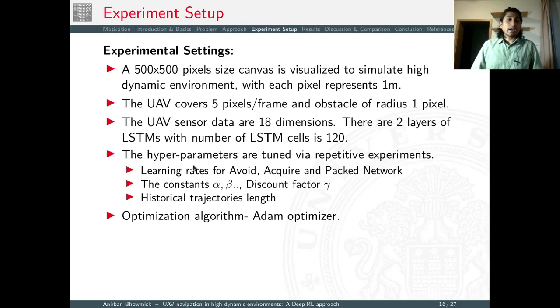We also tune the hyperparameters, since we are learning using a learning algorithm. The hyperparameters which are learned here are the learning rates for the 3 networks, the avoid, acquire, and the pack network. Then we also learn the constants, the discount factor, and also the history length. Finally, for the optimizer algorithm, we are using the Adam optimizer.